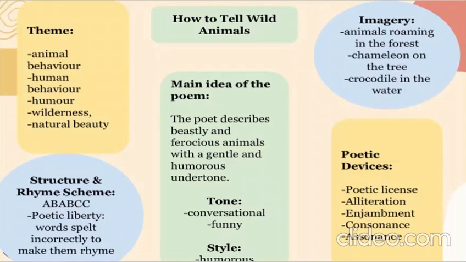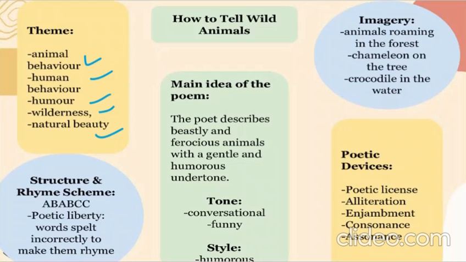I'll quickly show you the whole mind map, the themes: animal behavior, human behavior, humor, then wilderness and natural beauty. These are the themes. Rhyme scheme, I told you, ABABCC. And there is poetic liberty, also poetic license. Why? Because some words like leap are written as lep. So those words are spelled wrong in order to make them rhyme. Main idea is to tell how the animals are ferocious, meaning angry, and how dangerous they can be, in a very fun way.